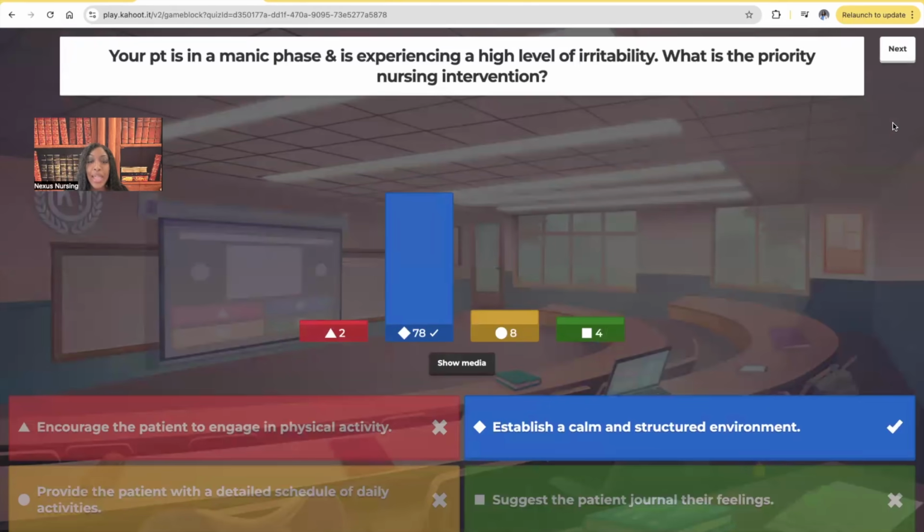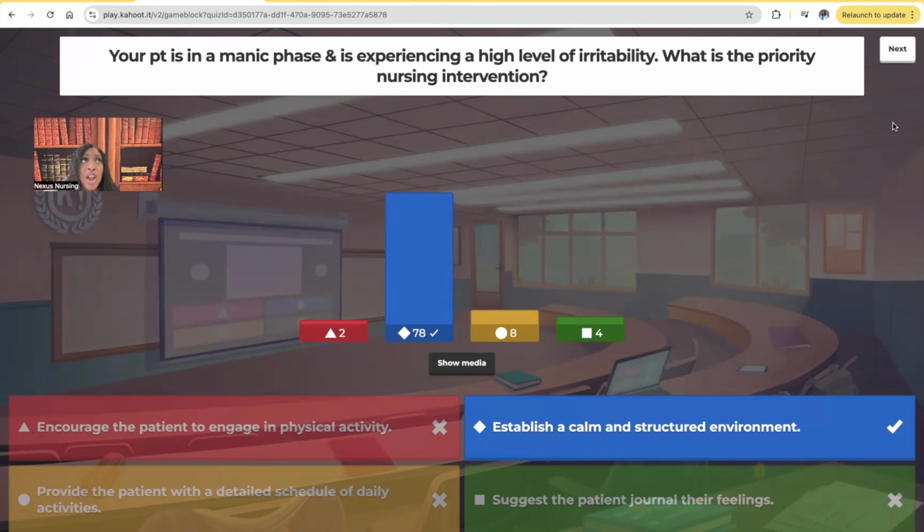Very good. Establish a calm and structured environment, because what's happening when that patient's in the manic phase, they are not stopping for anything, right? Everything is hyper stimulated. You're trying to calm them down, so you're going to put them in a calm structured environment. So what you're not going to do is have them right next to the nurse's station where the family's complaining, where the nurses are giving report, where the phones are ringing. Okay, you're going to have them at the end of the hall.